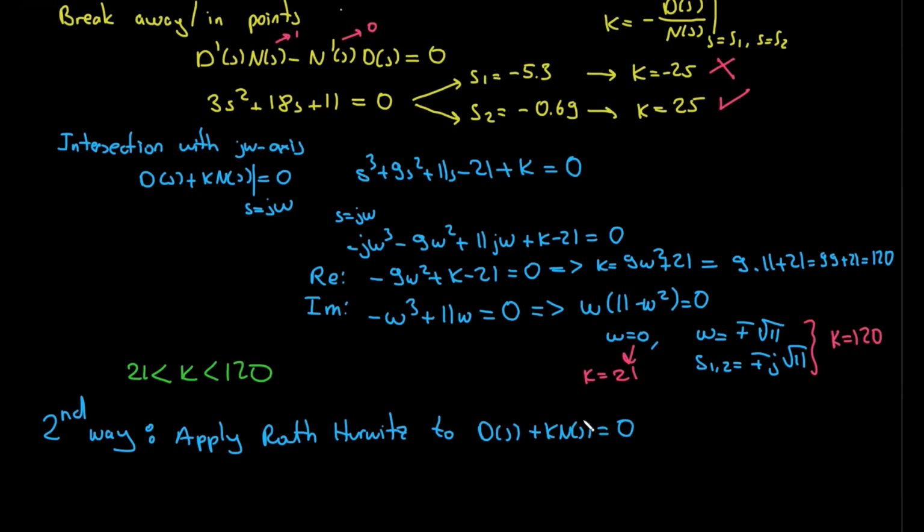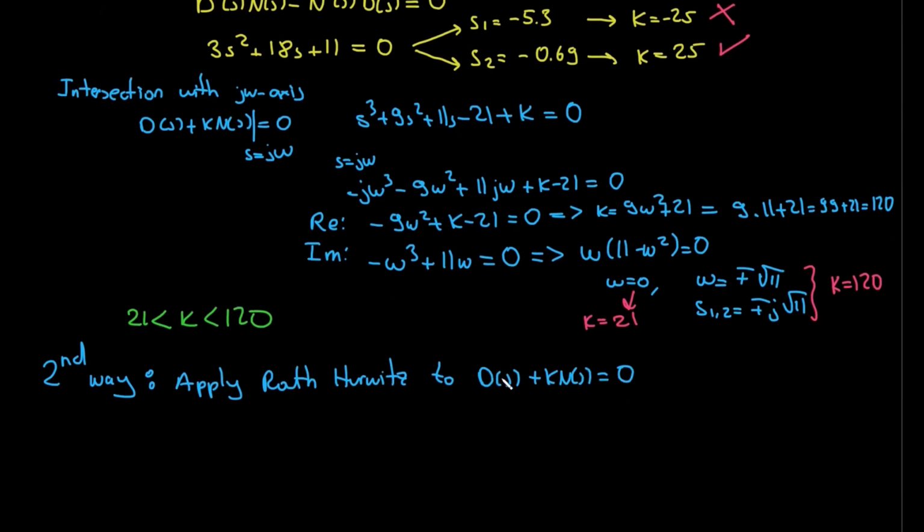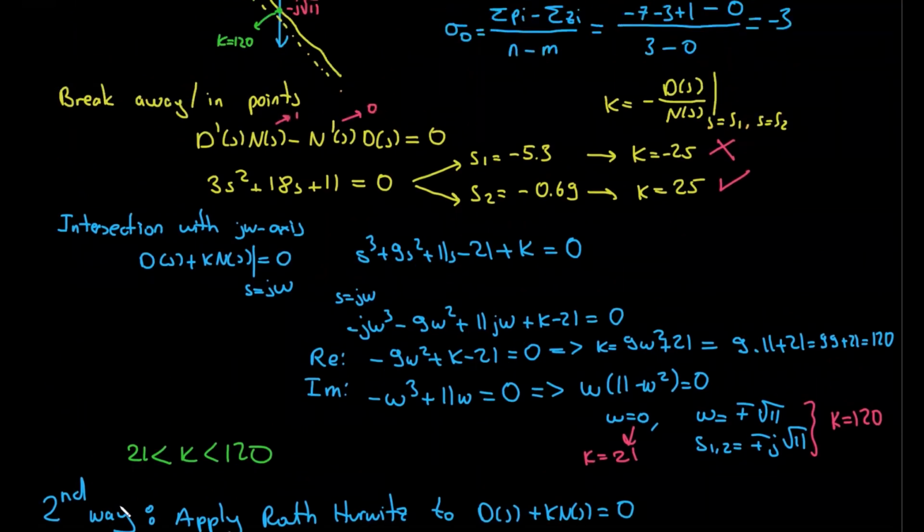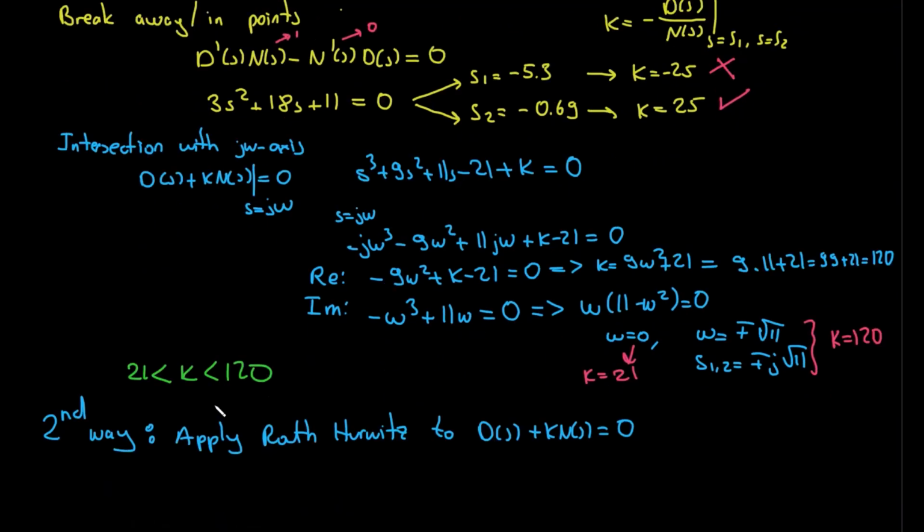Since we don't have time, I have to stop here. But if you apply Routh-Hurwitz to this polynomial, you will see once again that for k values between 21 and 120, the system is stable. For k values larger than 120, the system is unstable. For k values less than 21, the system is unstable.